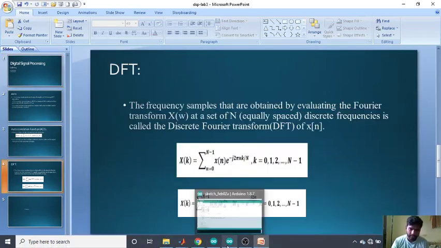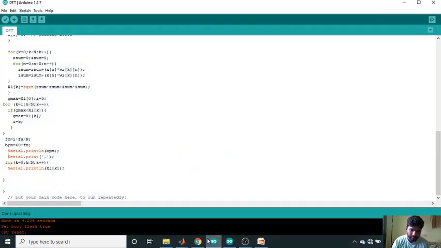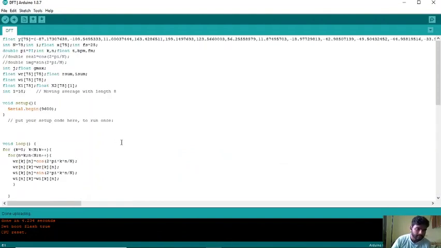Now I'll explain the DFT code. The given signal has 75 samples, since it is sampled at 25 Hz and it is of 3 seconds duration, so 25 into 3 is 75. There are 75 samples, N equals 75.